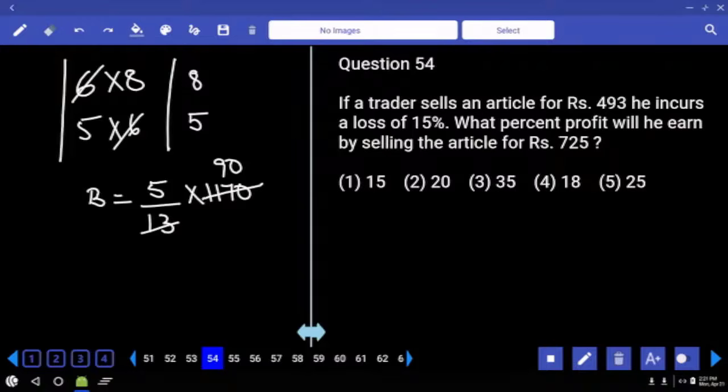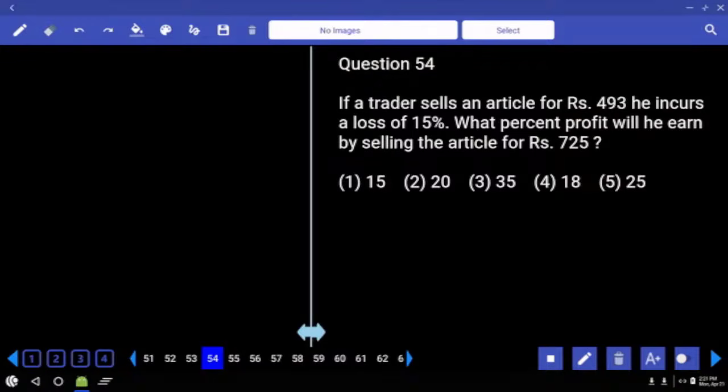If a trader sells an article at 493, he incurs a loss of 15%. What percent profit will he earn by selling the article for 725? If I know 725 percentage-wise, I think we can answer the question, right? See, according to the question, when you sell it at 493, there is a loss of 15%. That means how much percent are you getting? So this value is equal to 85%.